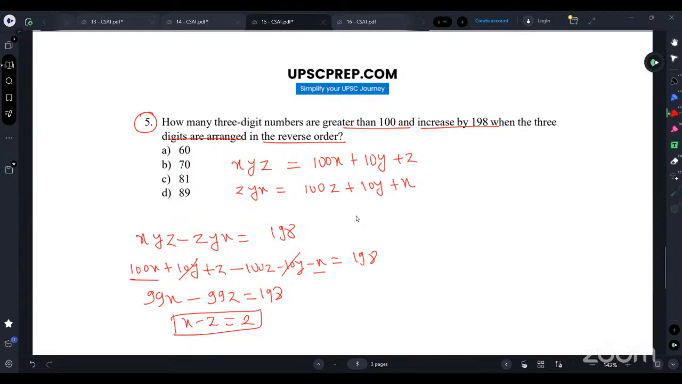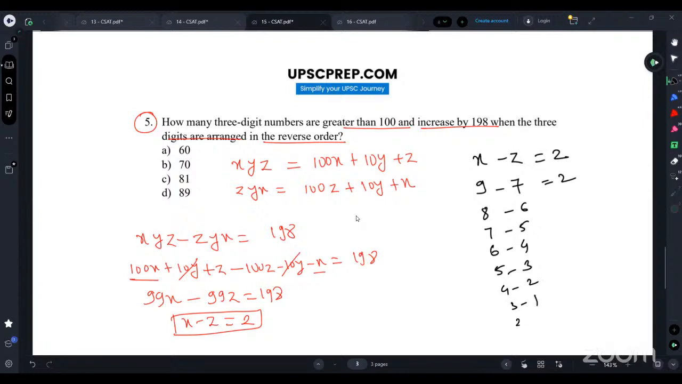So we have this x minus z, guys. x minus z we are getting 2. What are the possibilities? So x can be 9, z can be 7, right? We will get difference as 2. Then it can be 8, 6. Again it can be 7, 5, right? 6, 4, 5, 3, 4, 2, and 3, 1.